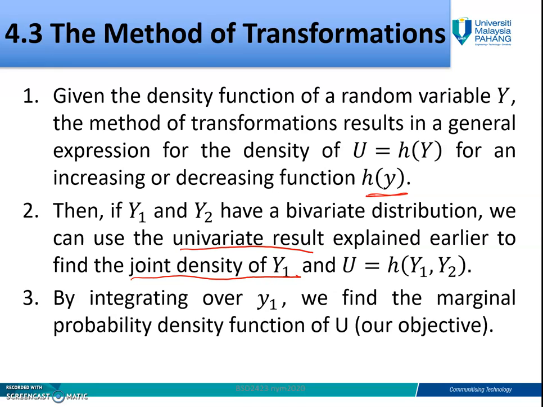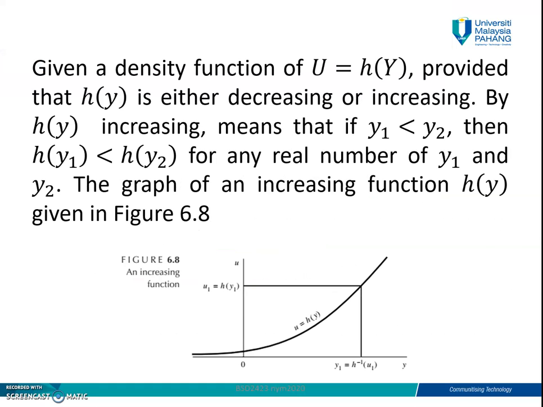you will have U equal to a function of Y1, Y2. And then by integrating over Y1, we find the marginal probability density function of U. That is our objective. So look at the explanation here. Given a density function of U, which is U equal to a function of Y, provided that this function is either decreasing or increasing.